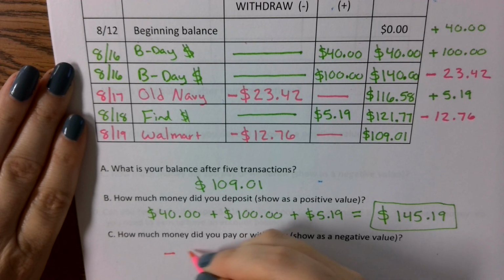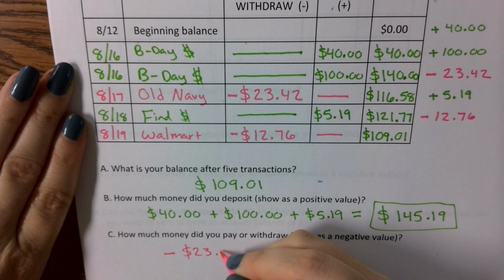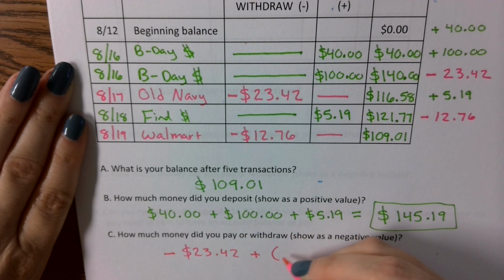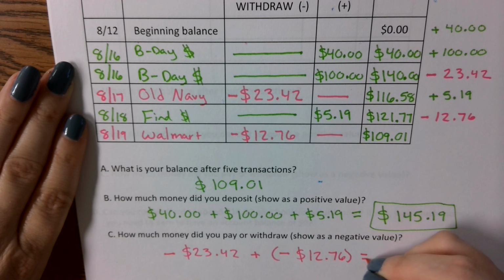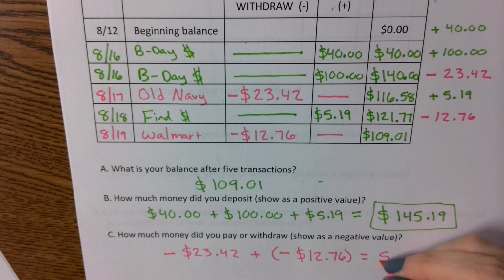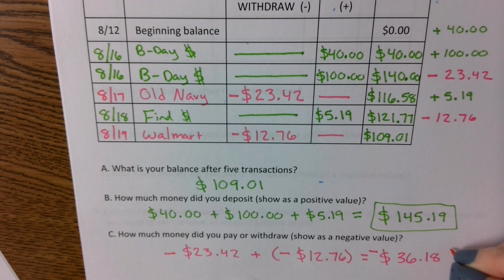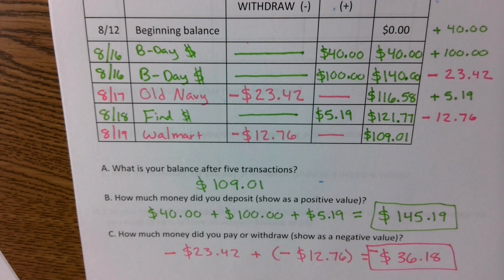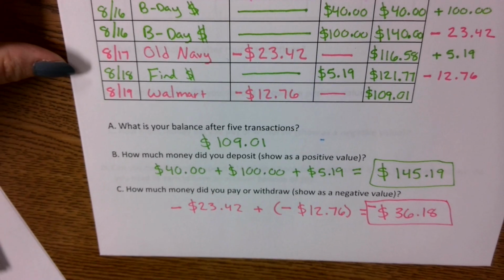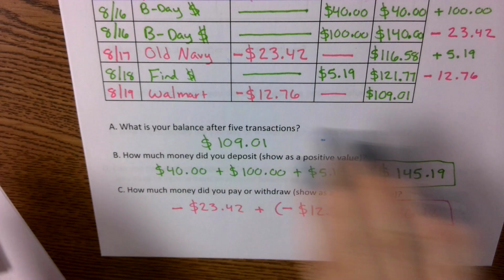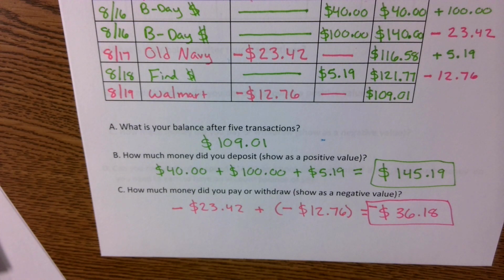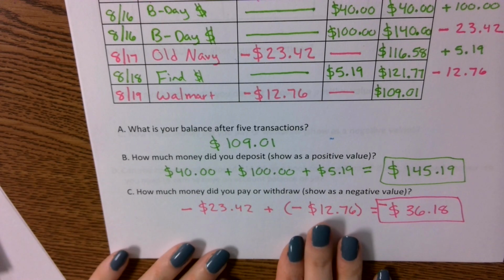We had a negative $23.42, plus we had a negative $12.76. Now, if we combine those negatives together, we had a total negative of $36.18. Total negative transaction of $36.18. Okay, so all we did is we just filled out our little bank ledger with our positives and our negatives, and then we answered a couple questions at the end of that.